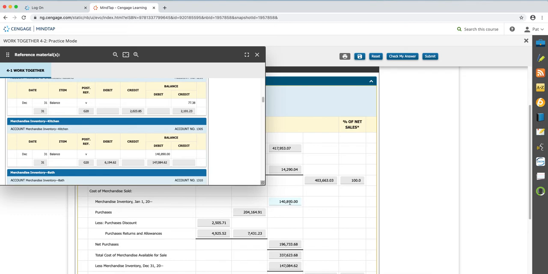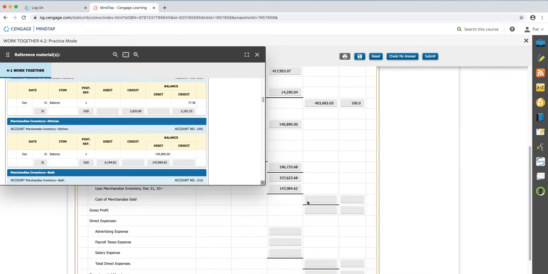So if this is how many hats we had at the beginning of the year, this is how many we purchased, this is how much we had to sell, this is how much we had left over. So our cost of merchandise sold is subtracting these two, 147 from that, we get 190,539.06.